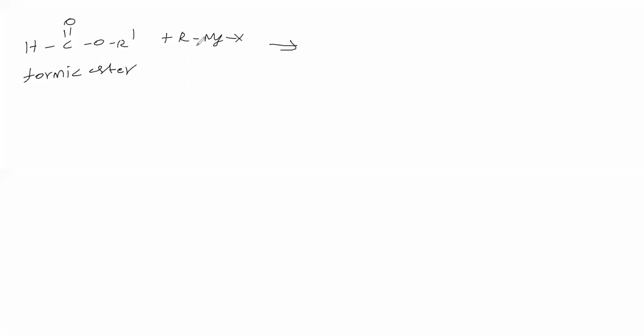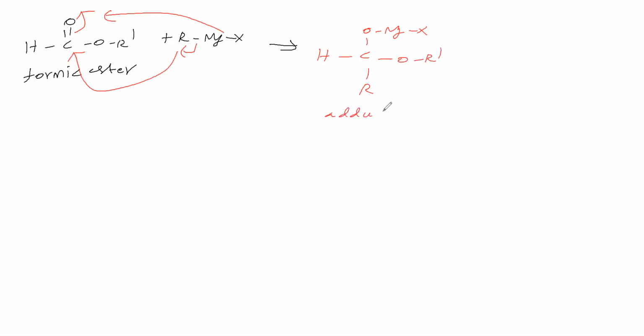Now this bond is shifting towards R, which is attacking this C. This bond is shifting towards here, and Mg is attacking here. Therefore, we are getting an adduct. In this adduct, this O becomes OMgX, and here the R group comes, with O dash. This is called the adduct.